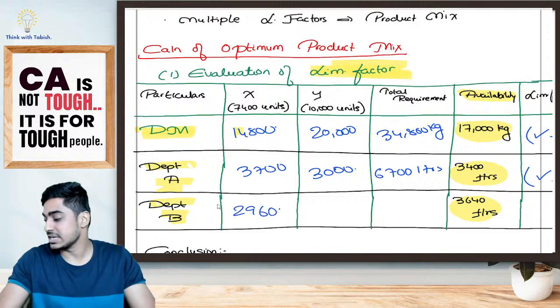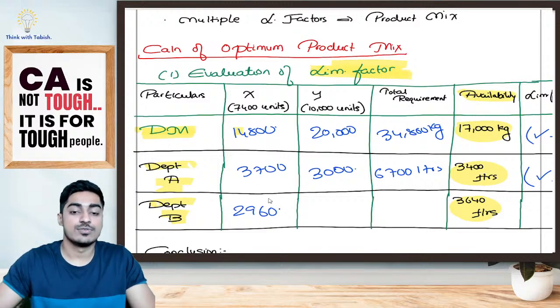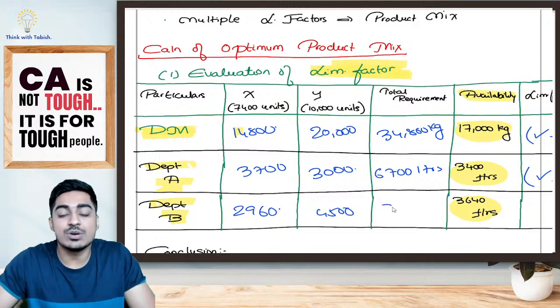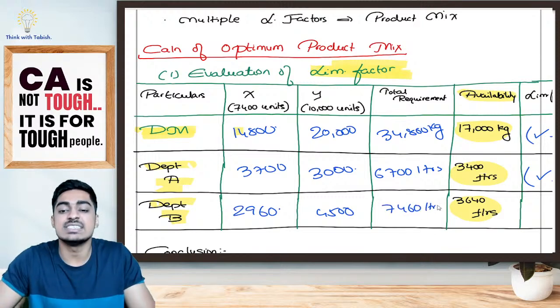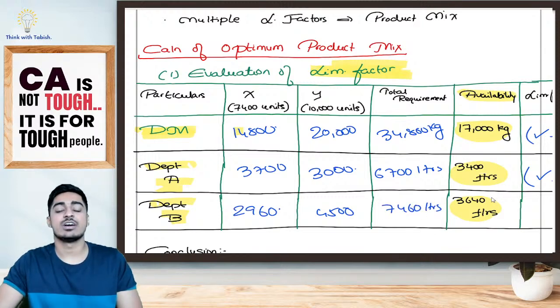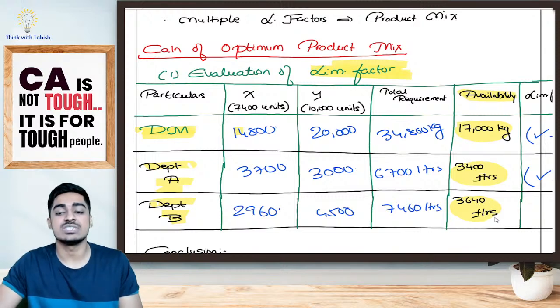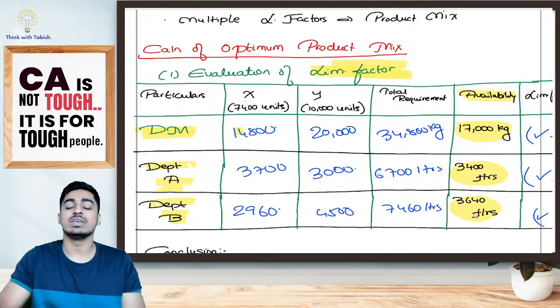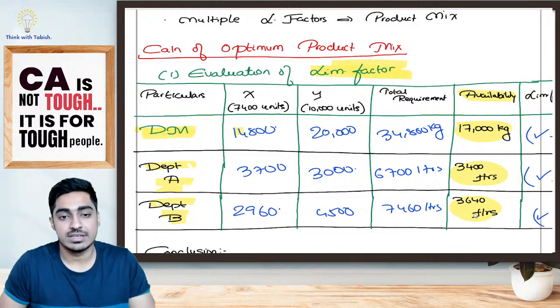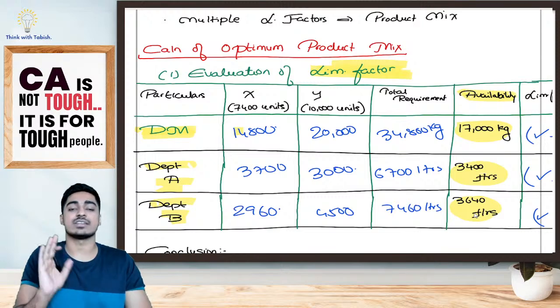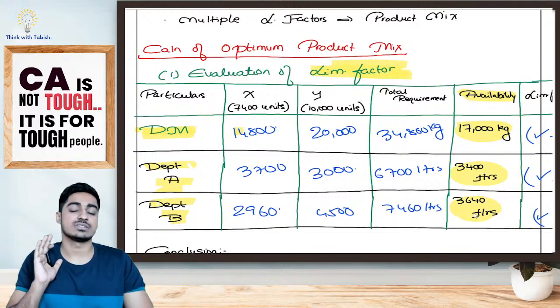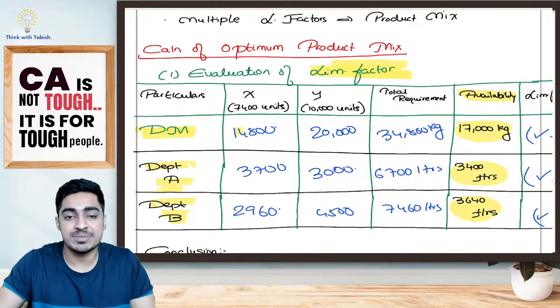2,960 hours for X, that is 0.45 hours per unit into 10,000 units. 4,500 hours for Y. Altogether 7,460 hours is required in Department B. How much is available? Only 3,640. So Department B is also a limiting factor. So all these three factors are limiting factors. Okay, so this is step number 1.